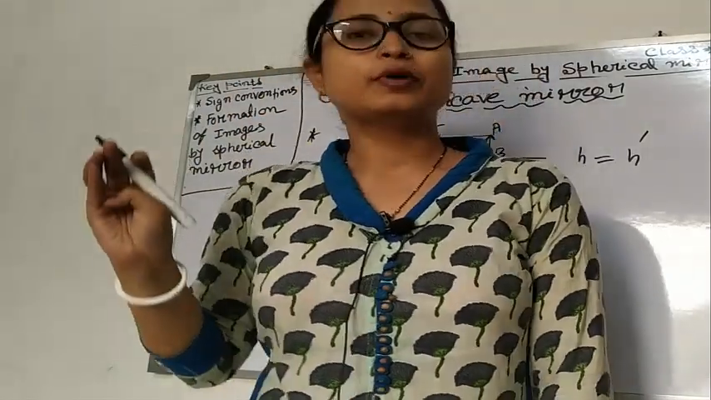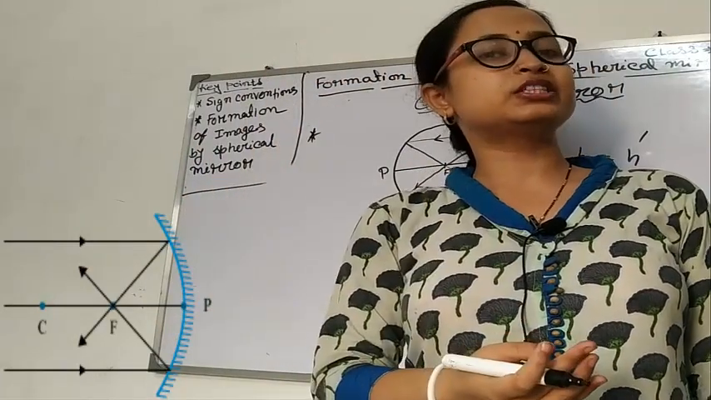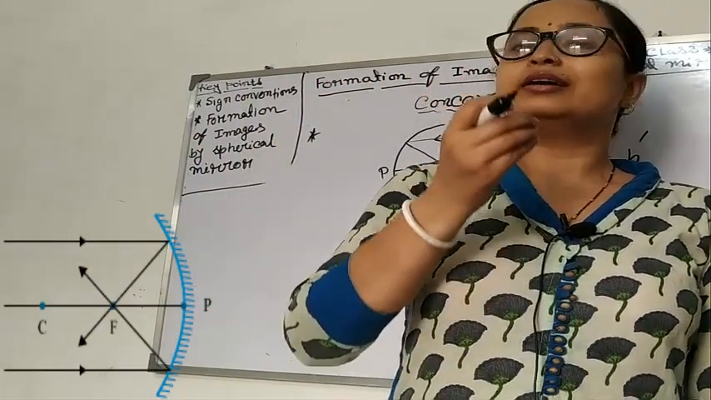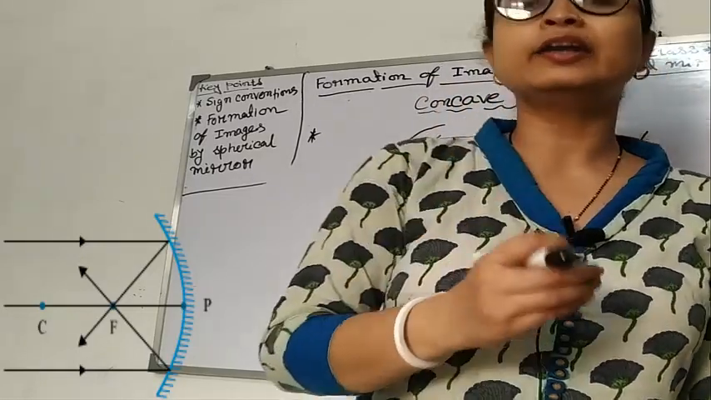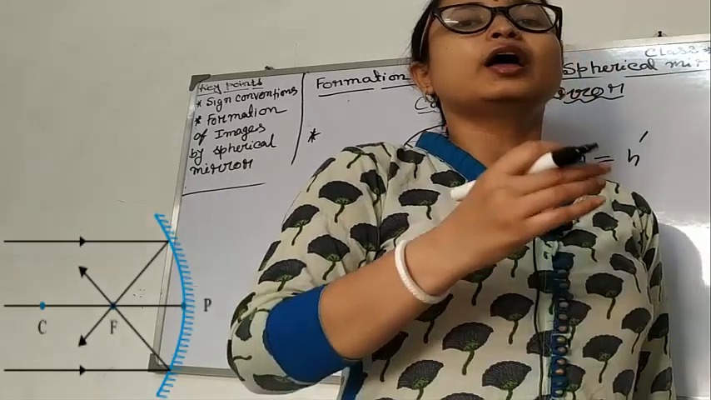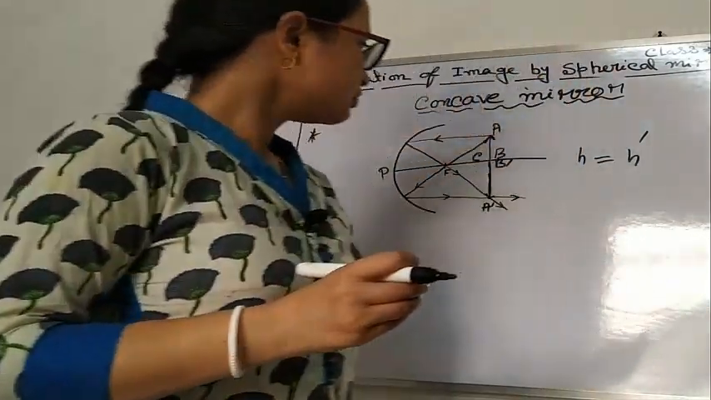Image formed by the concave mirror when the object is at infinity. What will be the nature of the image? It will be diminished, highly diminished. That means the image will be a point image and real. And what is the position? The position of the image will be the principal focus point.